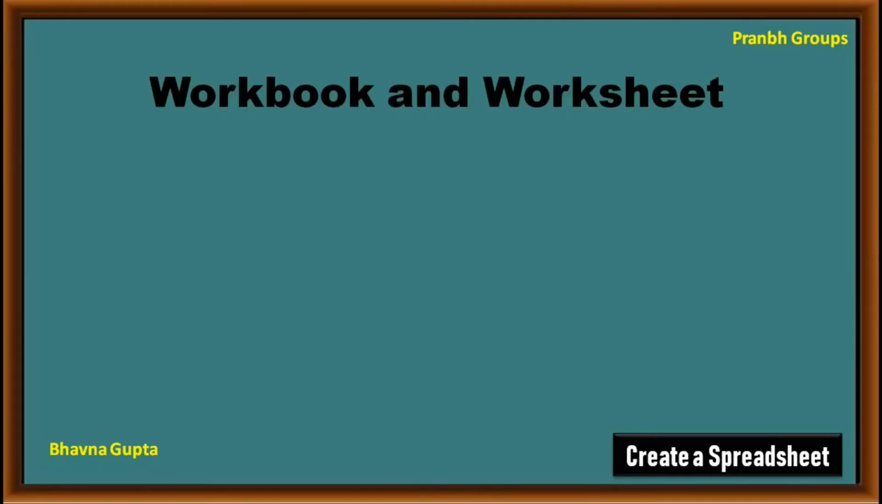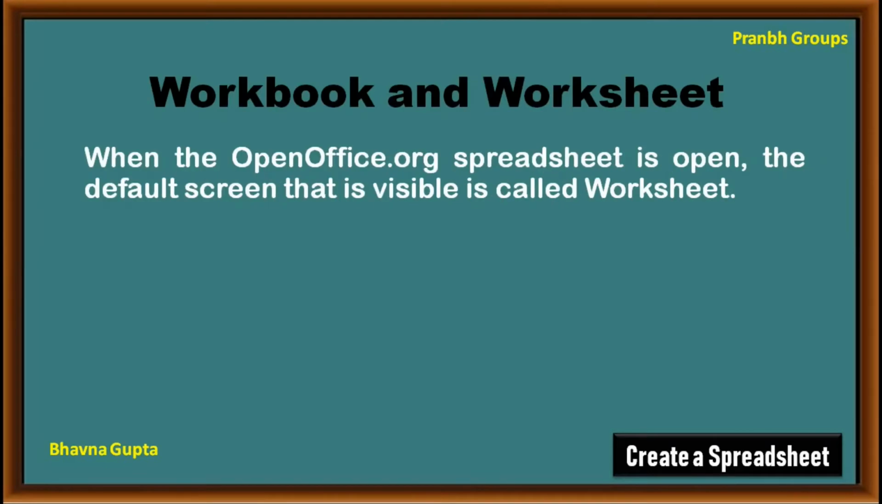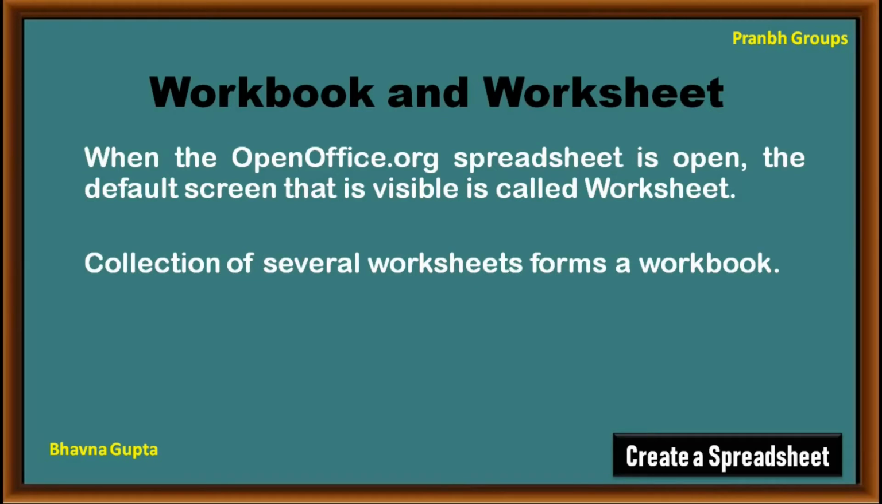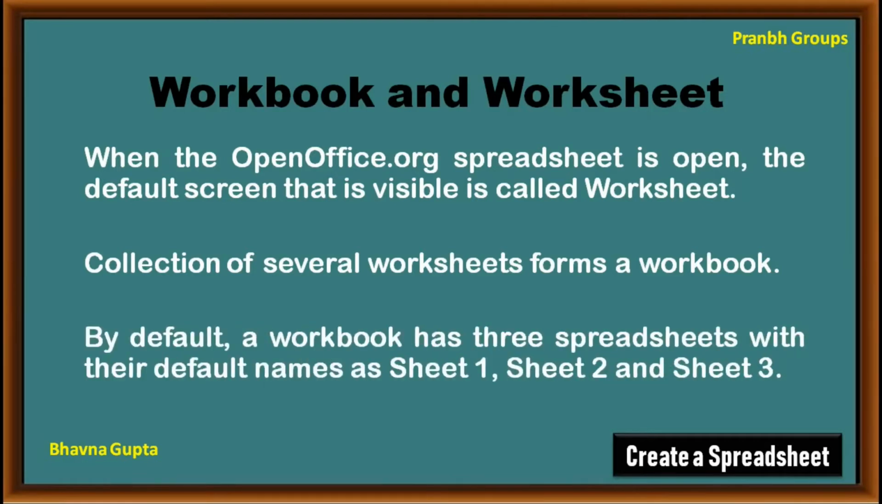Next topic is a workbook and worksheet. When the OpenOffice.org Calc spreadsheet is open, the default screen that is visible is called a worksheet. A worksheet is the area where data are entered. A collection of several worksheets forms a workbook. By default, a workbook has 3 spreadsheets with their default names as Sheet 1, Sheet 2 and Sheet 3.